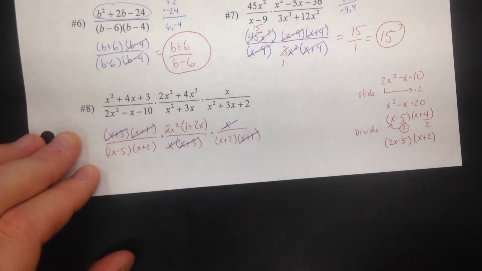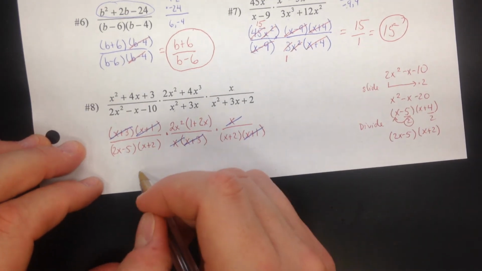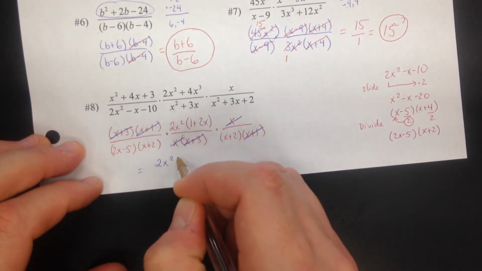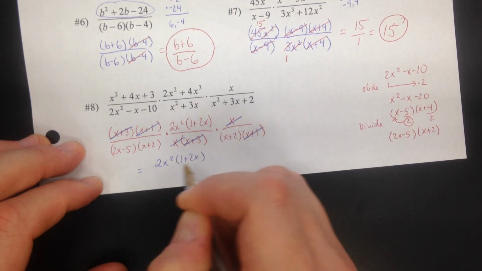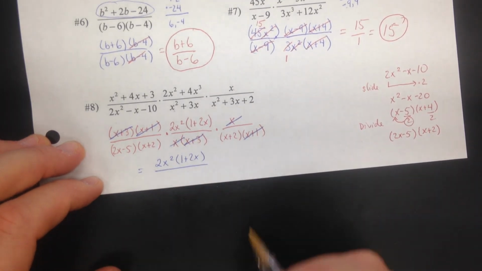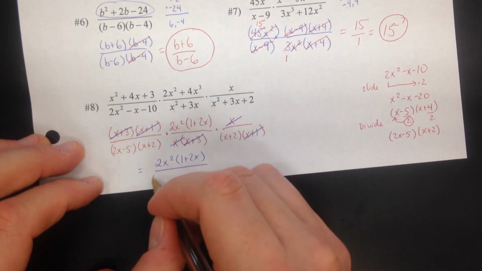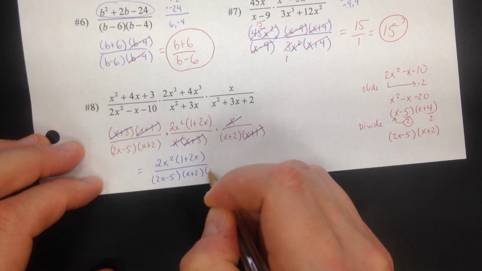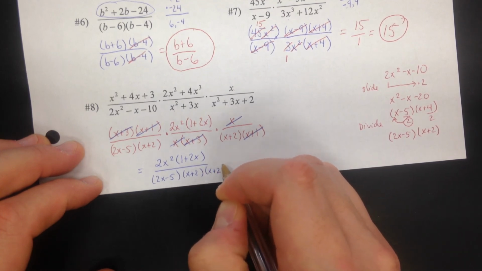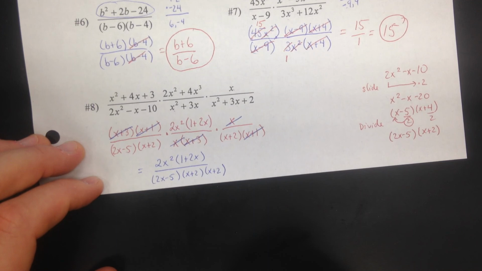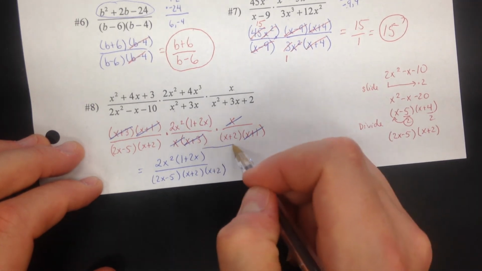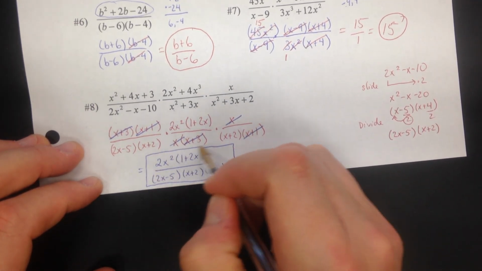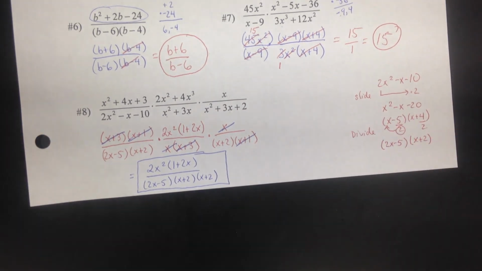So what's going to happen here is whatever's left over is your answer. So it's 2x squared times 1 plus 2x, that's the numerator, divided by 2x minus 5 times x plus 2 times x plus 2. And that is it for the answer. It doesn't look very simplified, but that's all you can do with that. Okay, so that is your solution. So go ahead and turn this over. We're going to stop the video now at part 1, and we'll move on to part 2.